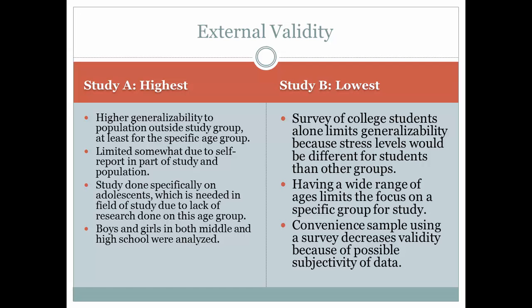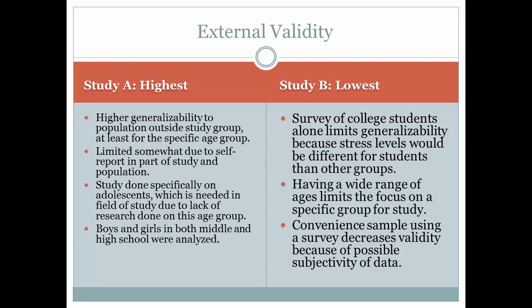External validity is basically how generalizable a study's results are past just the study population. So Study A had a higher generalizability to population outside the study group, at least for a specific age group. It was limited somewhat due to self-report in part of the study and population. The study was done specifically on adolescents, which is needed in the field of study due to lack of research done on the age group. Boys and girls in both middle and high school were analyzed.